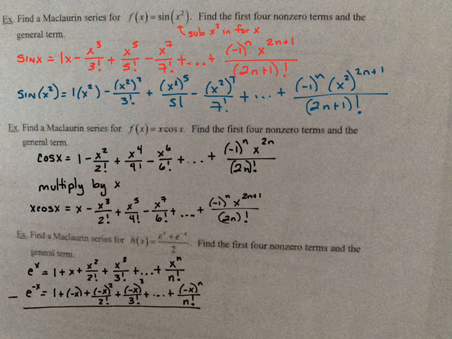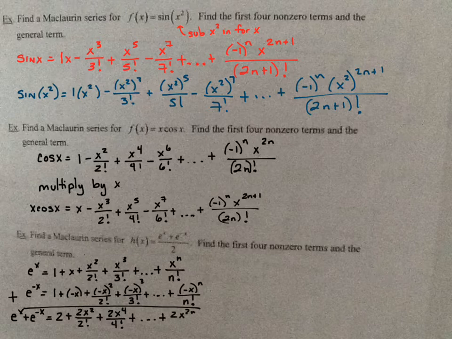And then I'm going to add them. I end up with 2. The second term cancels out. Then I have 2x squared over 2 factorial plus 2x to the 4th over 4 factorial. So I'm going to end up with 2x to the 2n over 2n factorial. And then if I take both of those and divide by 2, my terms are going to be this.